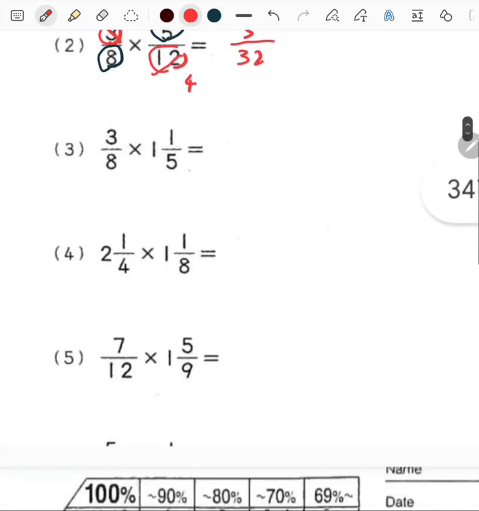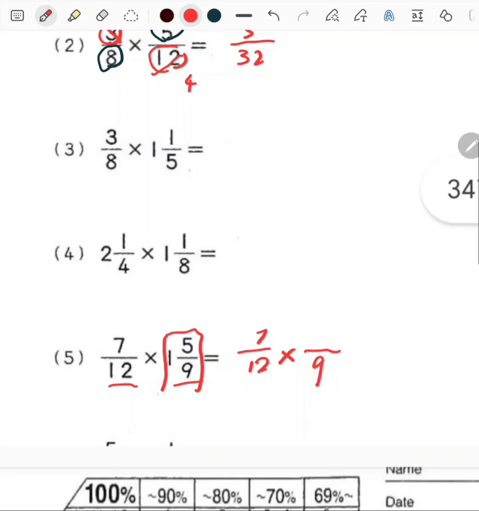Let's move on to some questions with mixed numbers and how we're going to handle those. Let's look at question number 5. We have 7 over 12 times 1 and 5 over 9. So what I'm going to do is rewrite the fraction. Remember, anytime you're dealing with fraction multiplication or division, if you see a mixed number, you have to change it to an improper fraction.